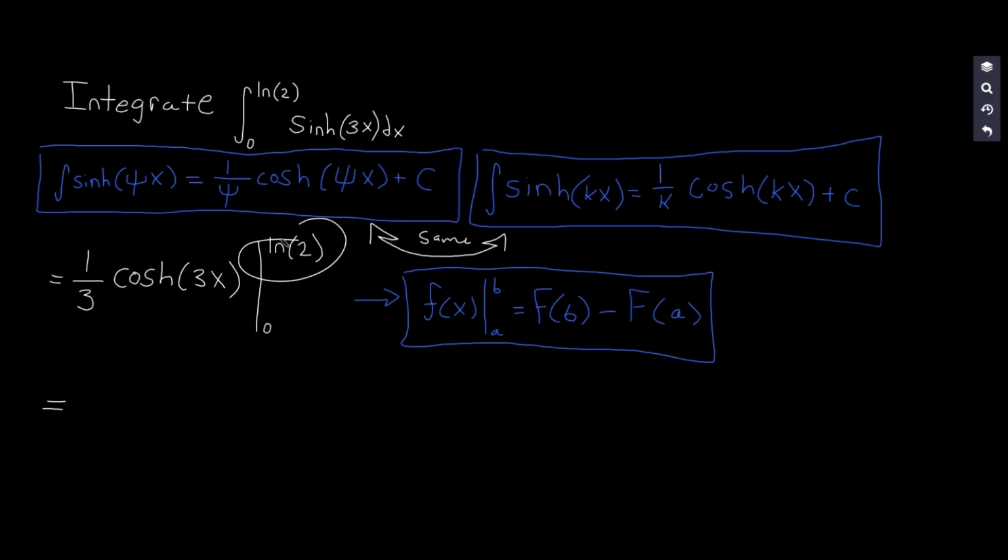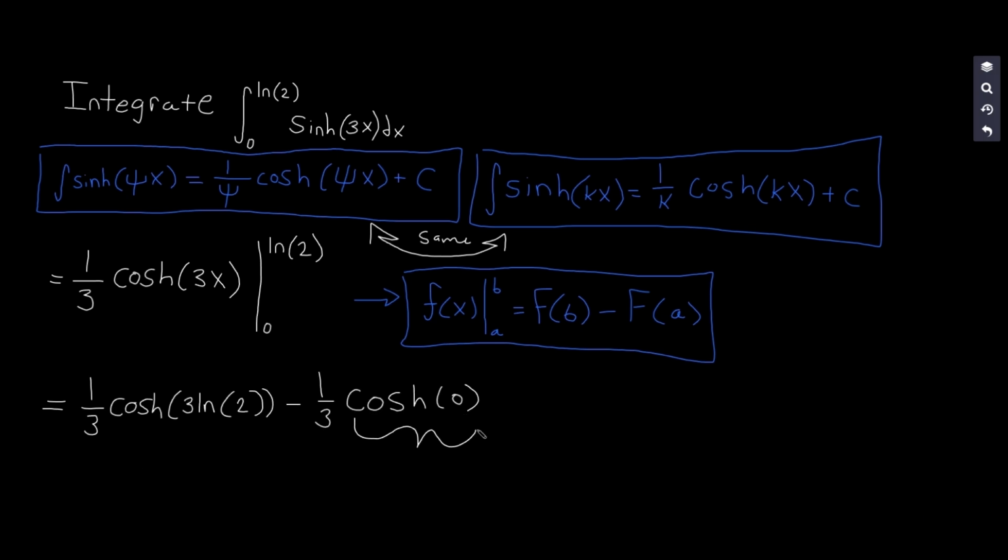Now plugging our bounds of integration into the function, this is what we'll get. How are we to evaluate cosh of 0? Well, if you go on your TI-84 calculator and go into the catalog, you'll find the cosh function, and you could plug it in like that. But it might be a good idea to commit to memory that cosh of 0 equals 1.